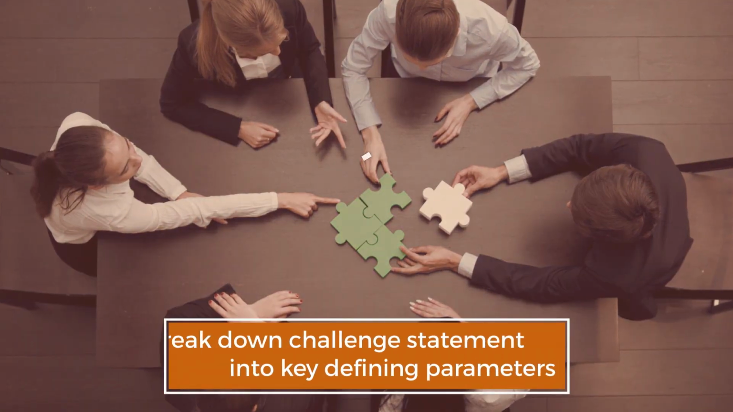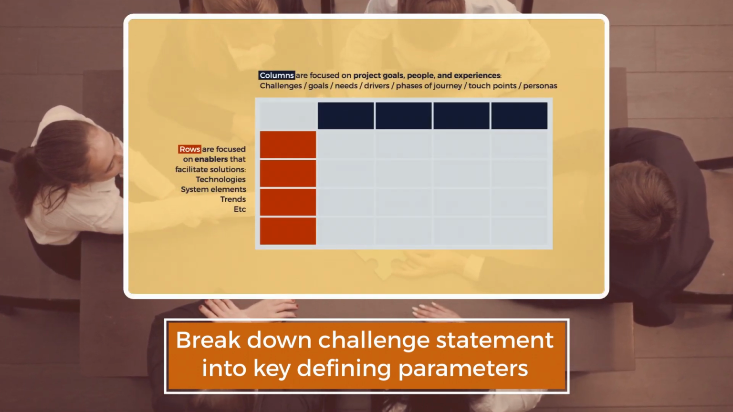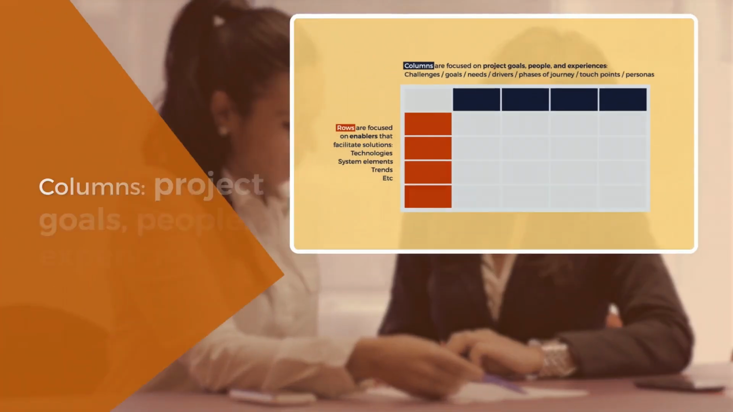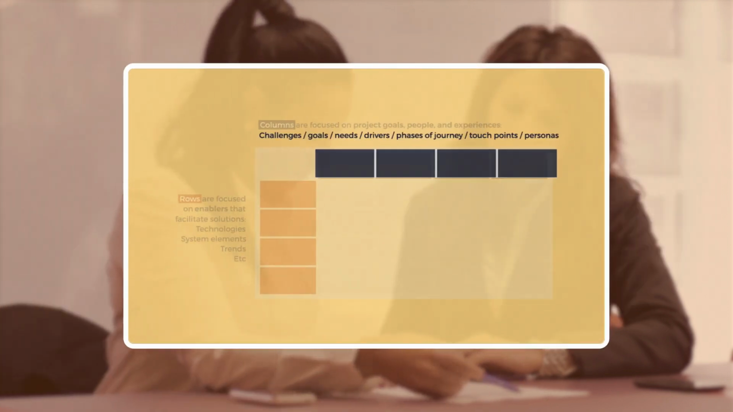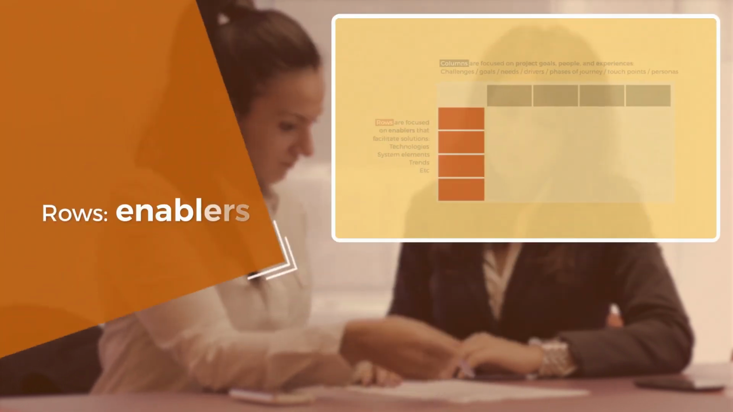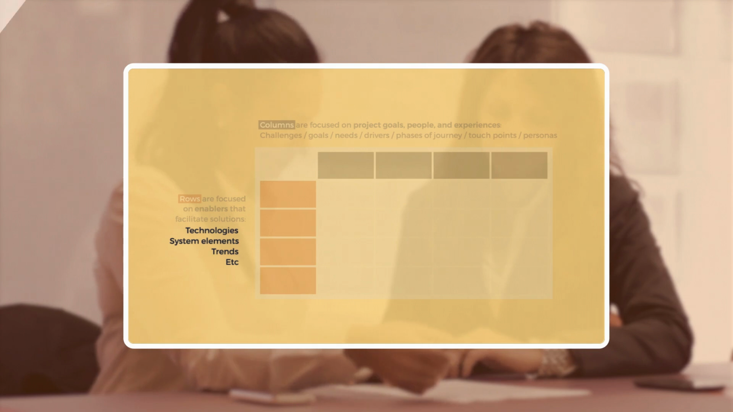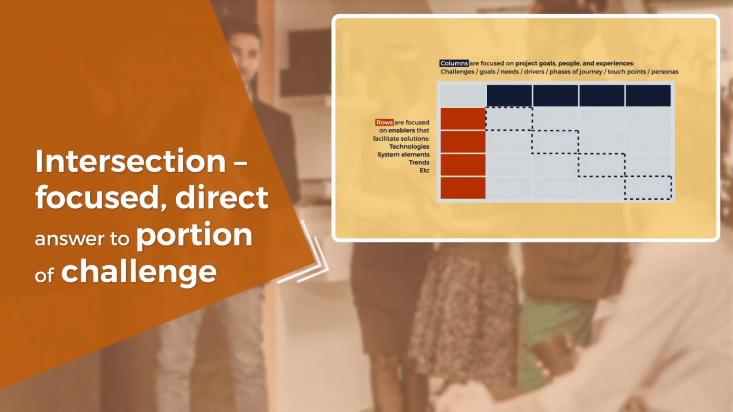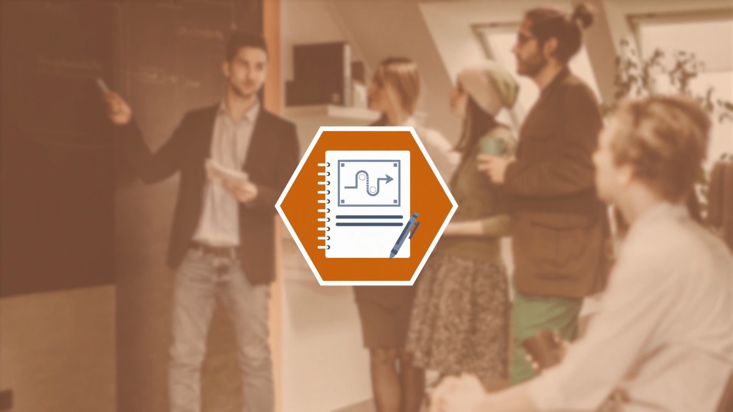The concept is to break down your challenge statement into key defining parameters and place them as column and row headers on a matrix. The columns focus on project goals, people, and experiences. So things like stakeholder needs or drivers, or phases on the customer journey. The rows focus on enablers that facilitate solutions, technologies, trends, or system elements, for example. Where the rows and columns intersect, you have a prompt that will help you to come up with a more focused and direct answer to a particular portion of the challenge statement.